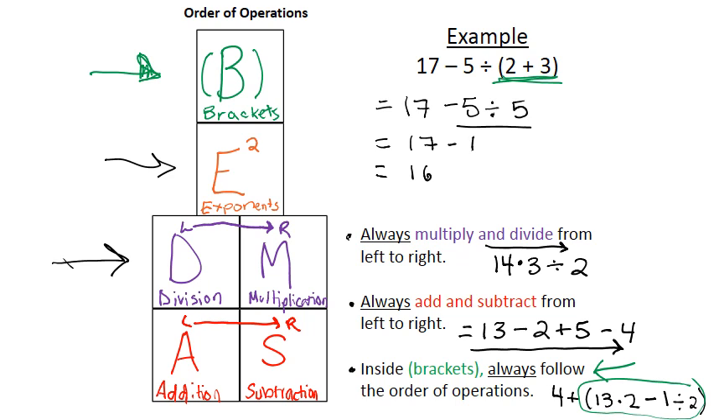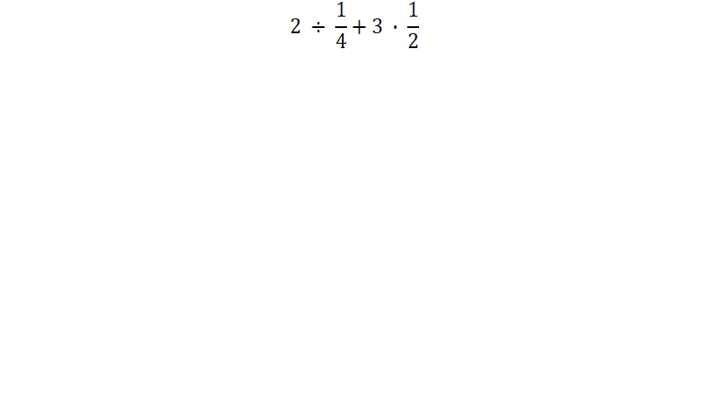We're going to do lots of examples to make sure you thoroughly understand this. We have 2 divided by 1/4 plus 3 times 1/2. So again, we need to follow our BEDMAS. So I'll just write it here so that we can look at it. Okay, so we're going to start looking for brackets. Are there any brackets in this question? No, so we can move on to exponents. Are there any exponents? No. So we can move on to division and multiplication.